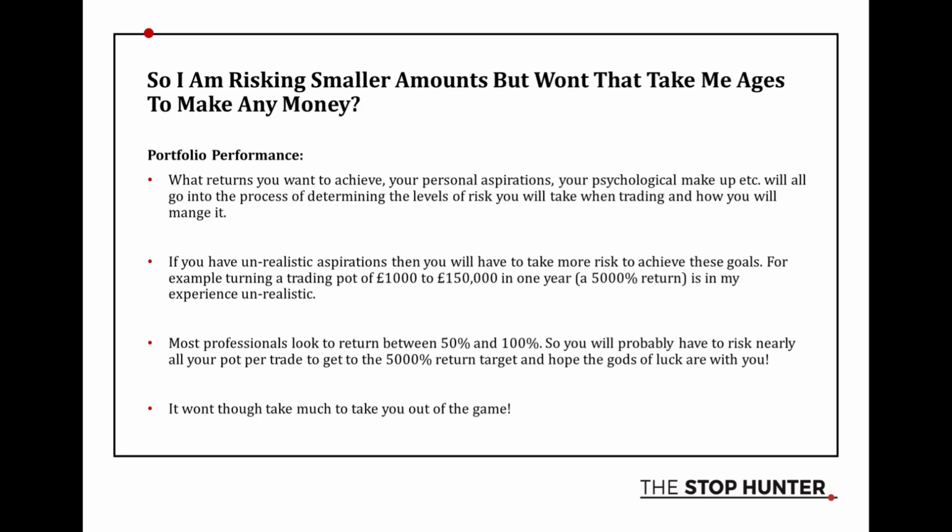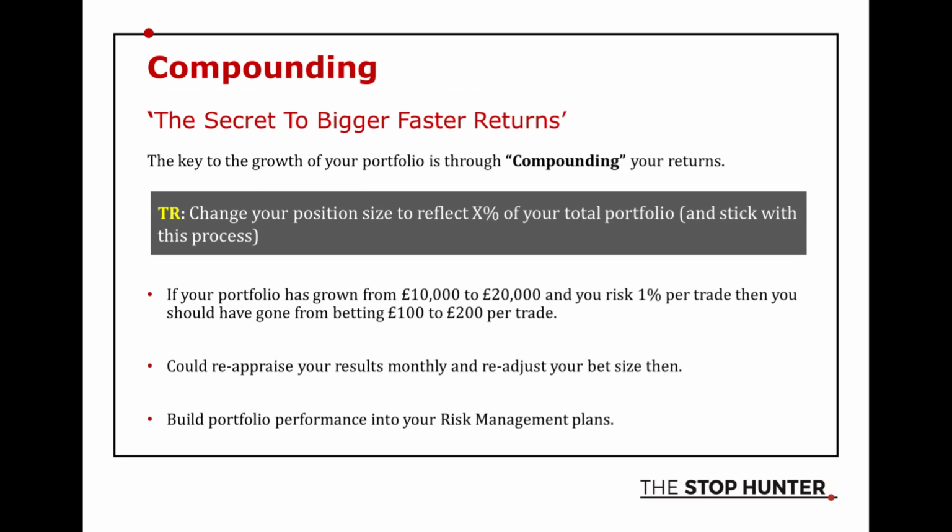And because we've applied the risk rules, we are going to stay in the game, give ourselves a chance of scaling that up and making a lot more in the longer term. So how do we get around that problem of risking smaller amounts but we still want to make more money? Well, one of the secrets to successful and bigger, faster returns is using compounding, and not many people put that into a consistent process inside their trading plan.